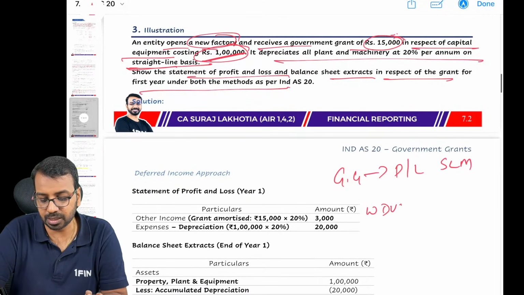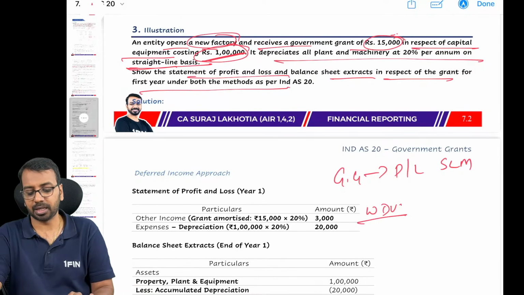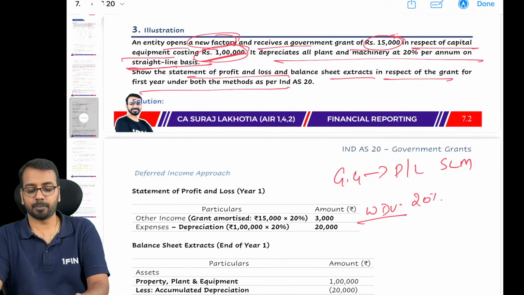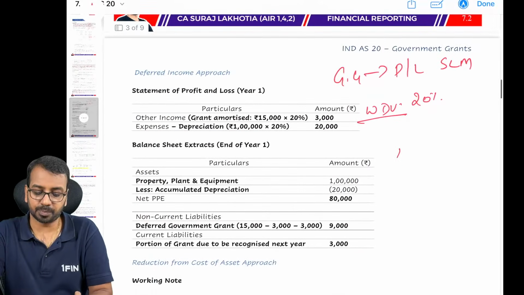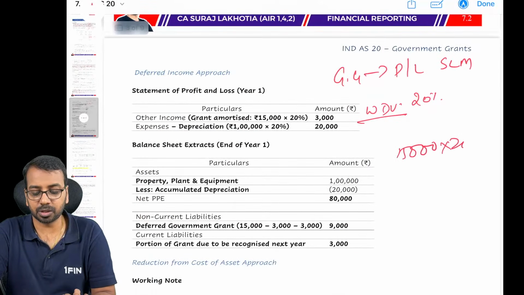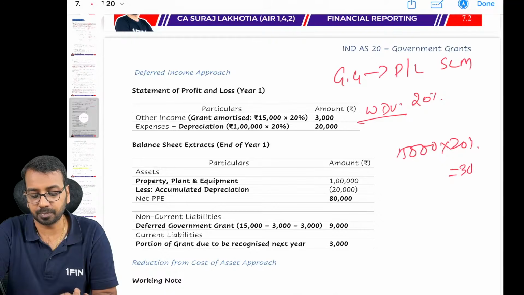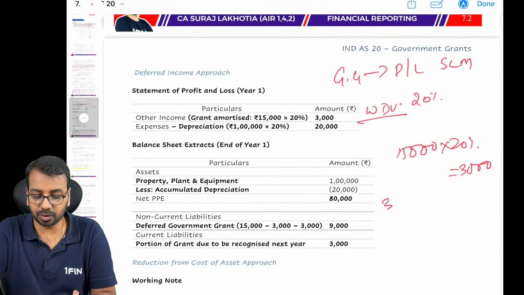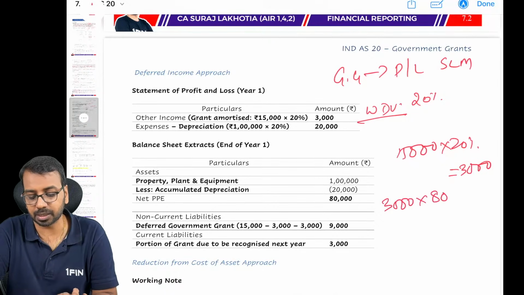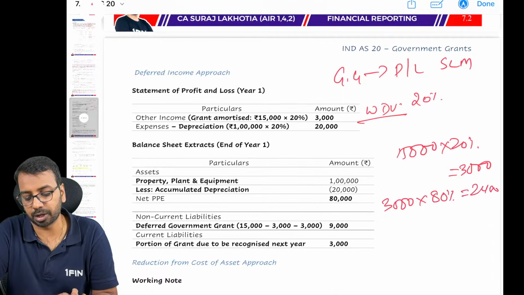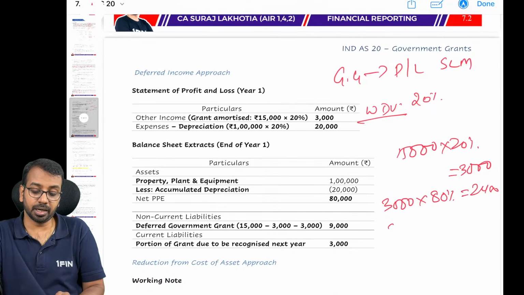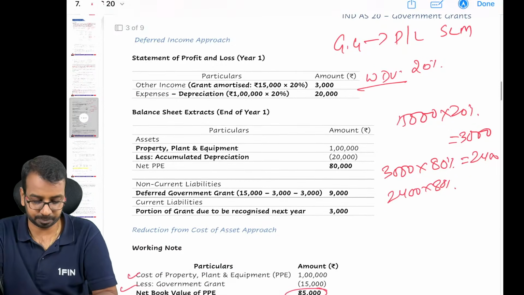So what if WDV is given? There is a shortcut to calculate. Let us say WDV 20% is followed. Okay, so 15,000. First year you will say 15,000 into 20%, this will become 3,000. Second year you can do 3,000 into 80%, that is 2,400 for quick calculation. Third year 2,400 into 80%, and like that you can continue.